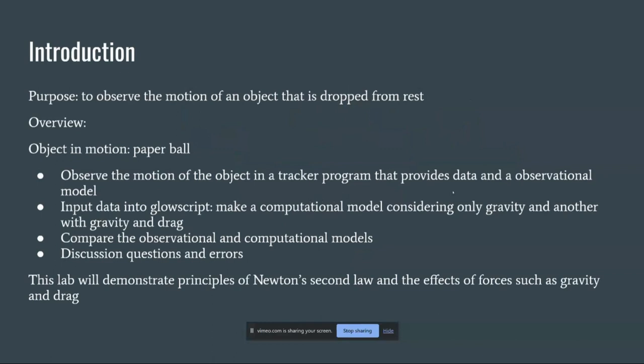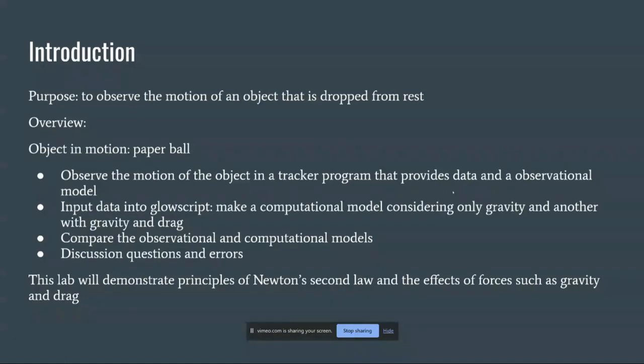A little bit of an intro here. So the purpose here is to observe the motion of an object that is dropped from rest. In this presentation, our object's a paper ball. We're going to observe the motion in a tracker program, and then we're going to use some of that data to input into a GlowScript coding.